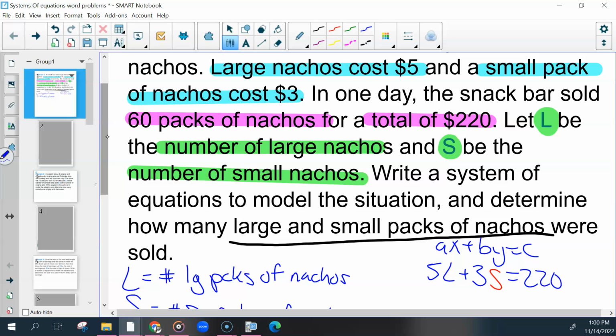So the total here, the 220, it really gave you two different totals, the 60 and the 220. So in order to know which one goes where, you have to look at the numbers it gave you. The 5 and the 3 both represent cost. The 220 is talking about cost. So all of the cost things need to go together.